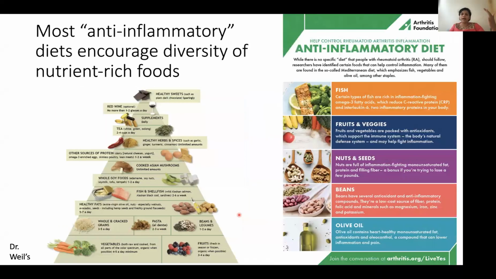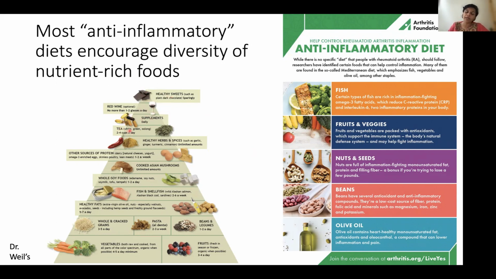When I ask other rheumatologists what they advocate for in terms of diet, and they tell me it's Dr. Wales' anti-inflammatory diet or Mediterranean diet, or here's one from the Arthritis Foundation, I think there's a common element here, which is that all of these recommendations advocate for diversity of nutrient-rich foods. And a lot of that is based on minimally processed fruits and vegetables, beans and legumes. This is Dr. Wales' anti-inflammatory diet: healthy fats, fish, and sweets or alcohol very minimally.